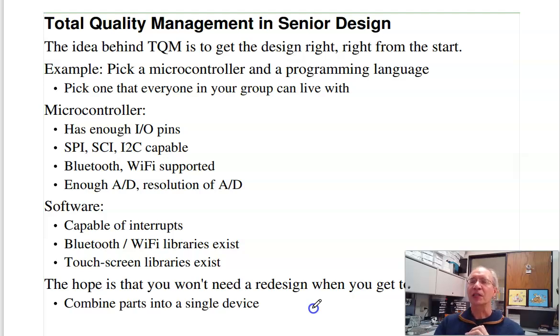In terms of programming language, what capabilities do you need? Do you need interrupts? Do you need Bluetooth? Do you need Wi-Fi libraries? Do you need touchscreens? Do you need videos? Find a programming language. Assembly, C, Python, Java, whatever. Pick a language that everybody can live with so that when you get to Design 3, I'm not trying to interface C plus assembler plus Python. You just stick with one language. The hope is you don't need to redesign something when you get to Design 3. That's TQM.